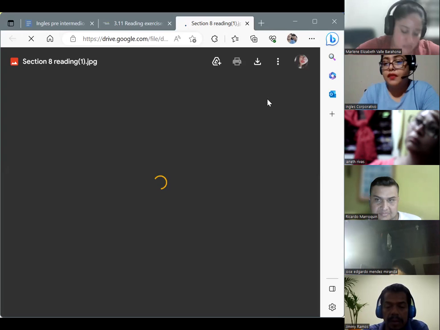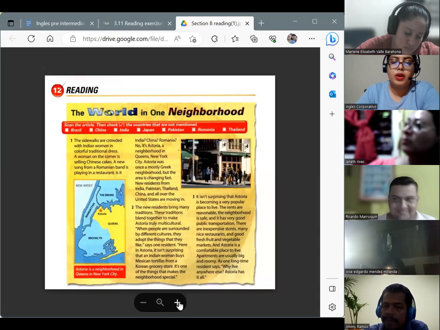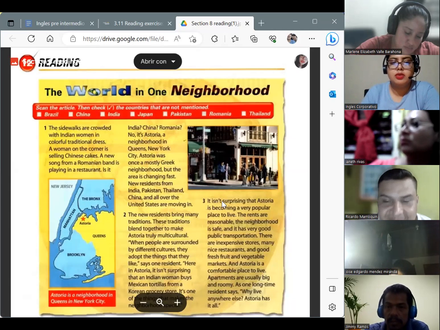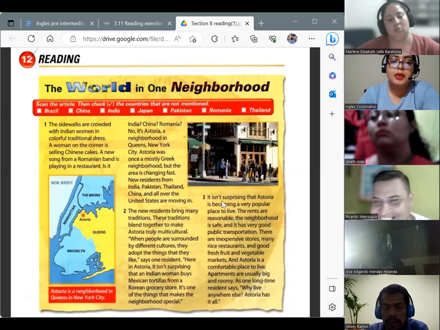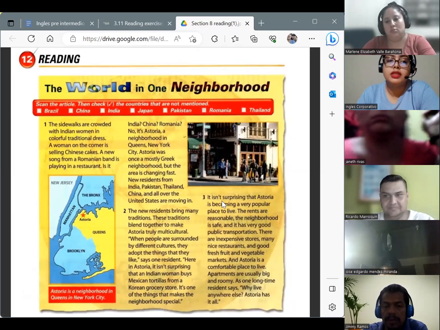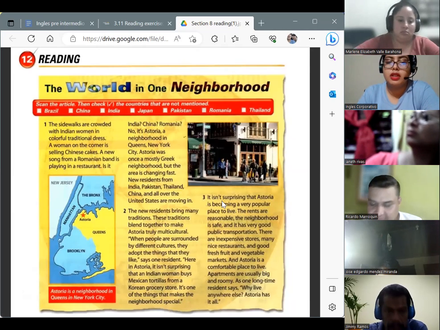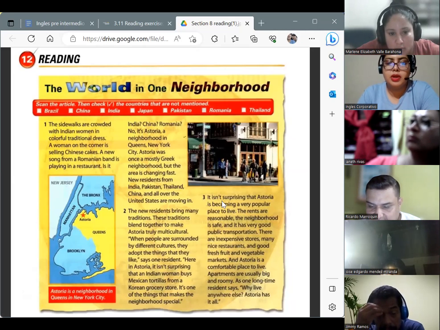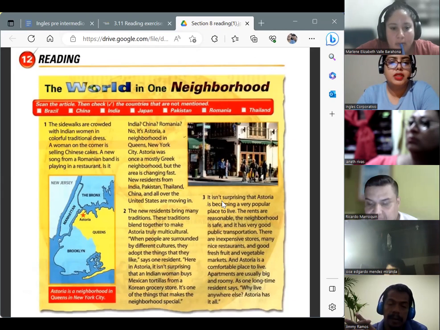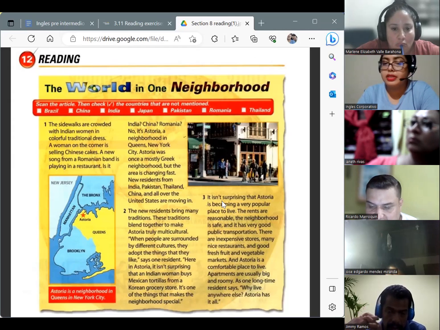In this case, we're going to see different elements and also different ways in which we're going to write different statements to explain a specific or a special detail. So in this case, we have this one that is a very special neighborhood in one specific place. It says that the sidewalks are crowded with Indian women in colorful traditional dress. A woman on the corner is selling Chinese cakes. A new song from a Romanian band is played in a restaurant. I'm sorry, it is India, China, Romania. No, it's Astoria, a neighborhood in Queens, New York City.